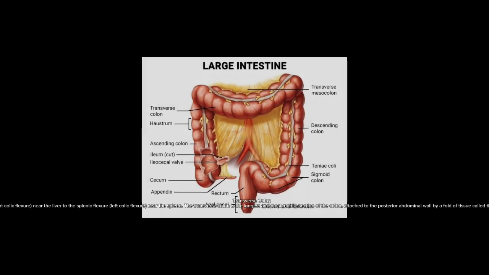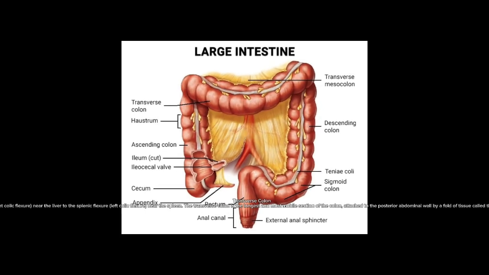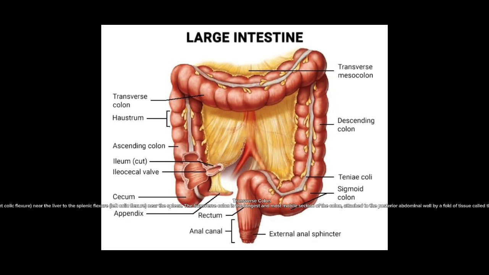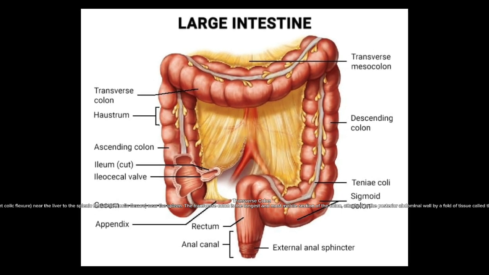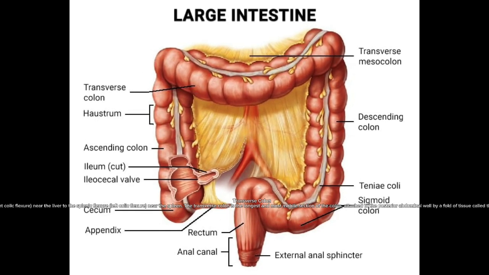Transverse colon. Extending across the abdomen, the transverse colon runs from the hepatic flexure (right colic flexure) near the liver to the splenic flexure (left colic flexure) near the spleen. The transverse colon is the longest and most mobile section of the colon, attached to the posterior abdominal wall by a fold of tissue called the transverse mesocolon. It plays a role in the continued absorption of water and electrolytes.